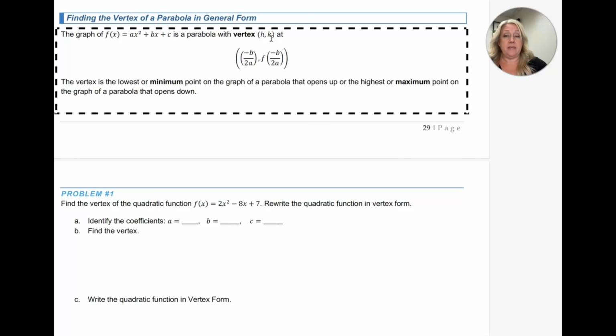Now also remember from before we talked about the maximum and minimum. The vertex is lowest at the minimum point of the graph, and that means that you'd have a graph that opens upward. Then that lowest point is the vertex, so that's the minimum. However, if we have an upside down parabola, then our vertex is going to be a maximum point on the parabola.